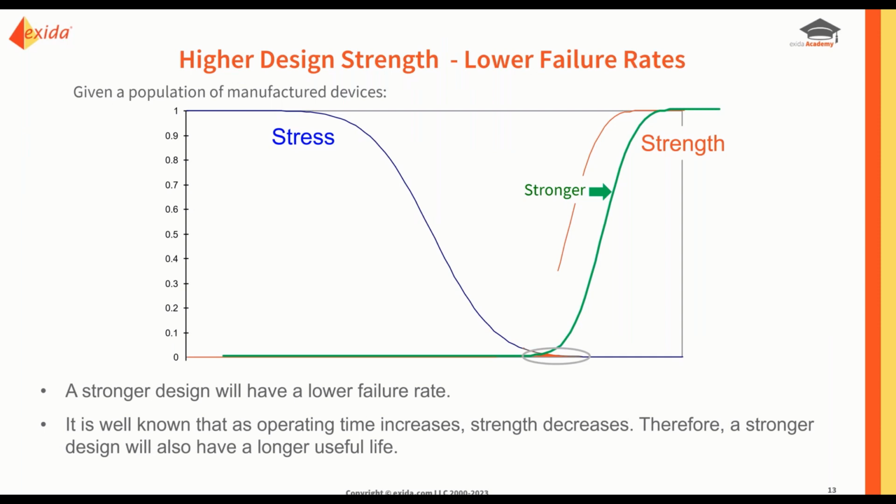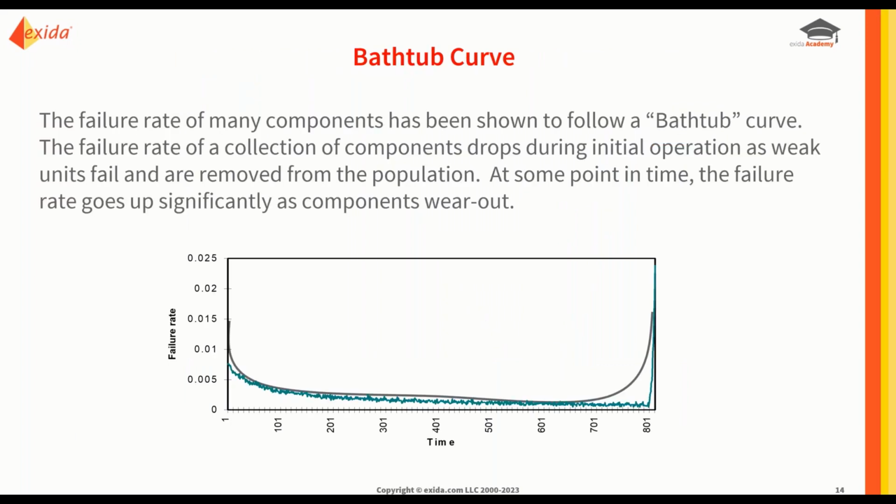As the device strength gets stronger, look what happens to the convolution, the overlap area between these two curves. It really drops in a non-linear way. So that gives us some incentive. And if the stress strength increases, you will have a longer useful life because it takes longer for the strength degradation to impact the failure rate.